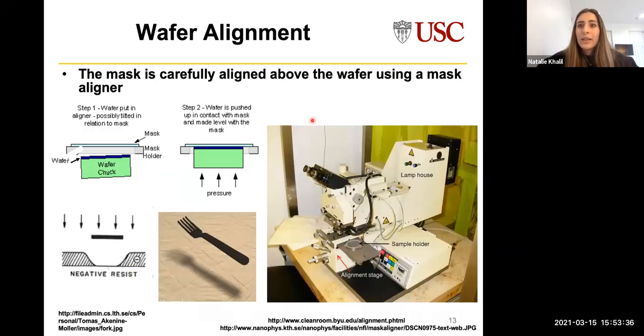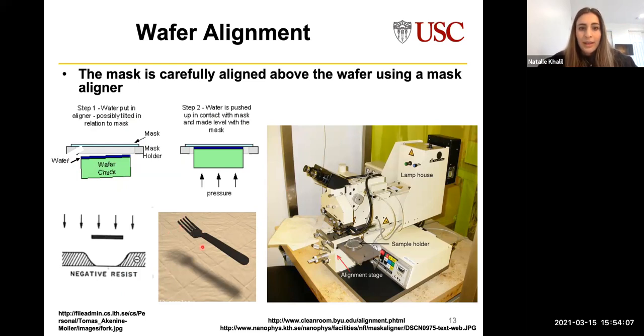Okay, so once you have an even layer of photoresist on your silicon wafer, the next step is to align the wafer with the mask using what's called a mask aligner. This is pictured here. But essentially, if your wafer is tilted in relation to your mask, this is bad because, as we can see in this image of the fork here, light has this property where it will bend around corners. And this is called diffraction.